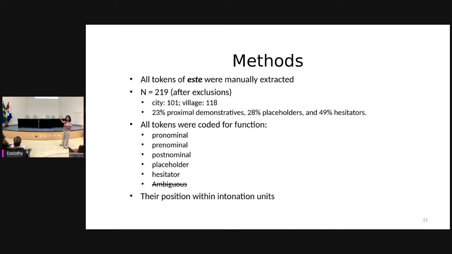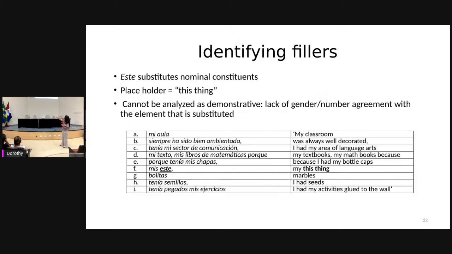I will show you a little bit more examples for you to see how relatively easy it was to differentiate these 3. Okay? And then what we call the tokens were recorded as well, whether we have a demonstrative, placeholder, or hesitator. There were I think 2 cases of ambiguous cases, so they were just excluded. And we wanted to see the position between intonation units as well. Now here's an example of a placeholder.